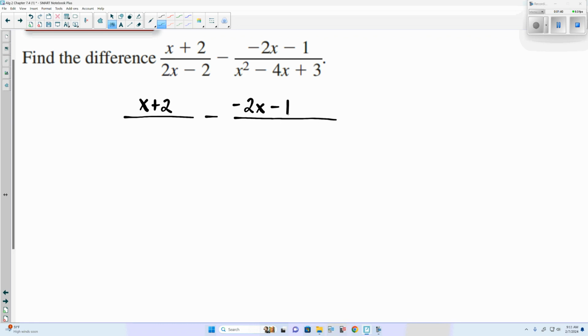So if we look at these two here, 2x minus 2, what can we do to factor it? We can factor the 2 out. It has a greatest common factor of 2. And it'll turn our 2x into x, and our 2 into 1. Questions on this here?